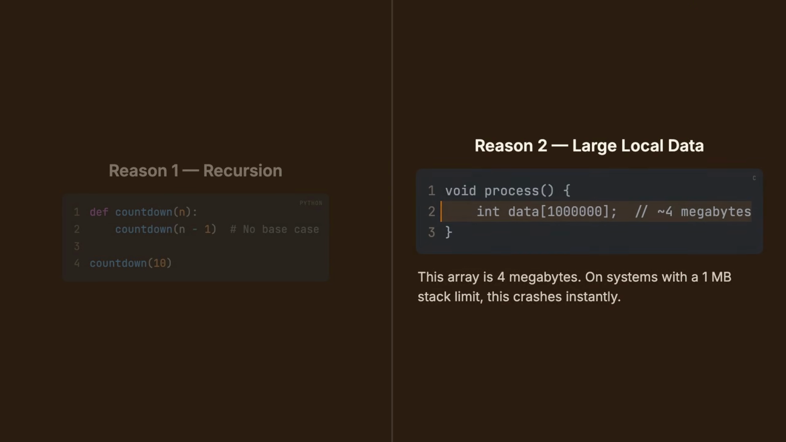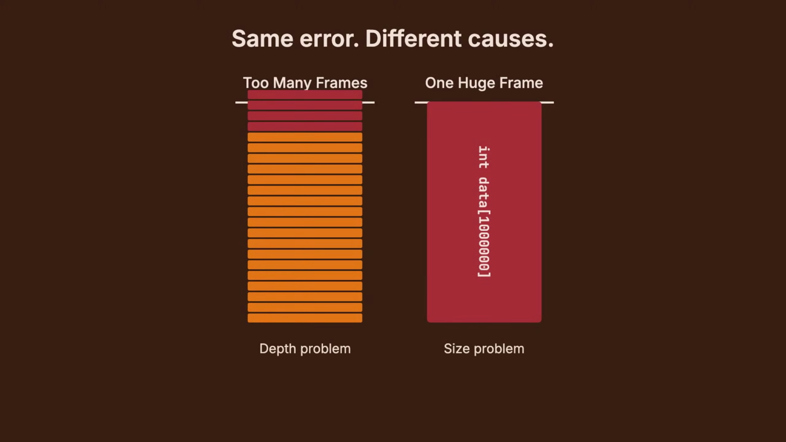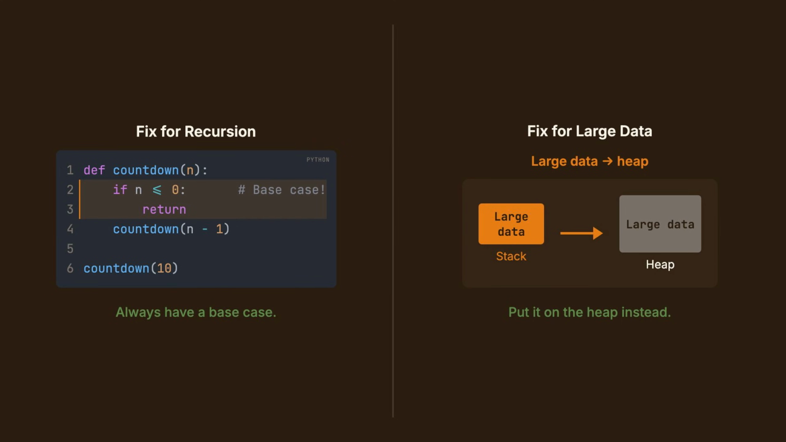Reason 2, oversized local variables. This array is 4 megabytes. On systems with a 1 megabyte stack limit, like the default on some operating systems, this crashes instantly. Same error, different causes. One is depth, too many frames. The other is size, a frame too large. Fix for recursion, always have a base case. Fix for large data, put it on the heap instead.